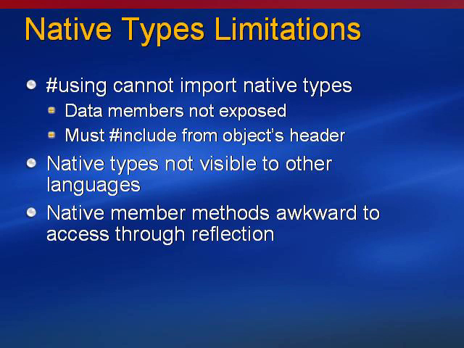Since you don't actually have the type fully represented in metadata, you can't do #using or /addmodule in VB or C# in order to get at your data, in order to get at your types, because your data members won't be exposed. The only way to see these native types is by #including the object's header file, and consequently, the only way to see them is through C++.